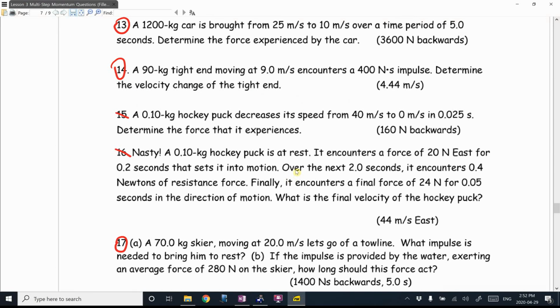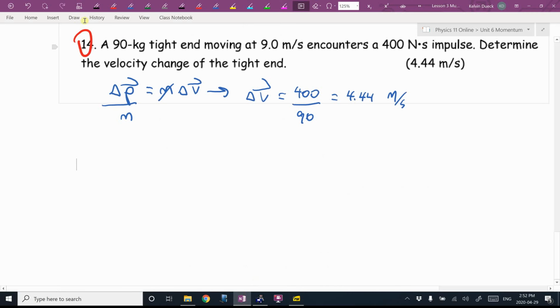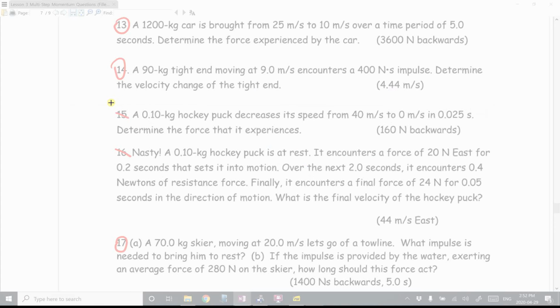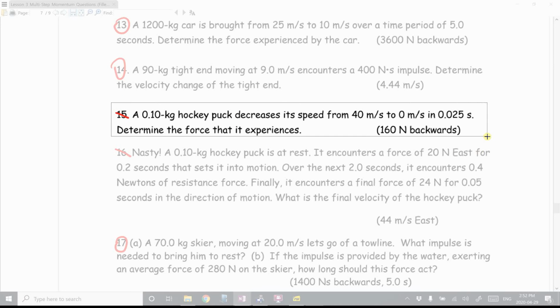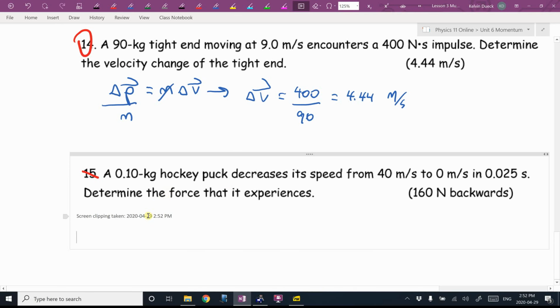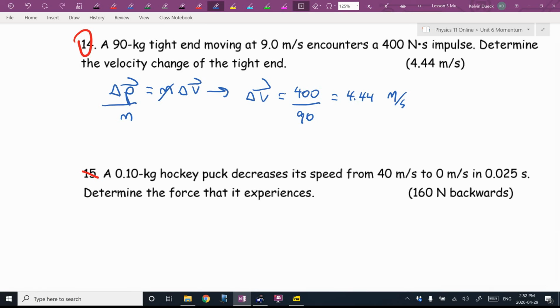Number 15. I said you could skip it. I'll do it anyways, just in case some of you tried it because you wanted extra practice. Again, it wants me to find the force. I could totally do this by going F equals ma, A equals VF minus VI over T, but I can do this in one line by saying impulse equals impulse. Change in momentum equals change in momentum. And then to get the F by itself, just divide by the change in time.